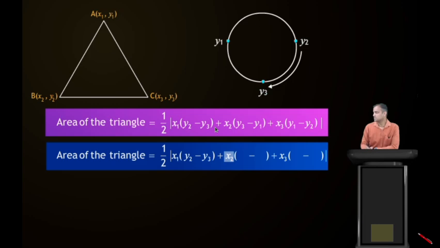plus x2. It can be written as y3 minus y1. Again with x3 you can write this one as y1 minus y2. So this is how you have to remember this formula. It is an easy way to remember the formula.